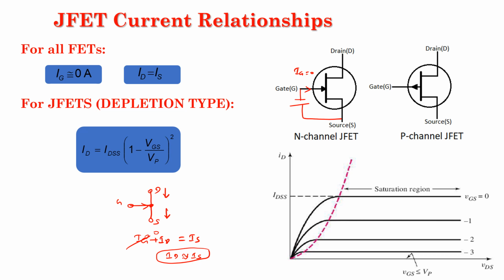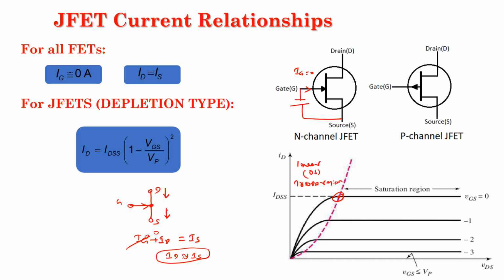And the second thing is, the drain current depends upon IDSS, which is the drain saturation current, times 1 minus VGS by VP. If you take this graph, beyond this point the drain current remains constant, so it is called the saturation region. Below this, the drain current is going to change with respect to voltage, so it is the linear region, or it could be called the triode region.